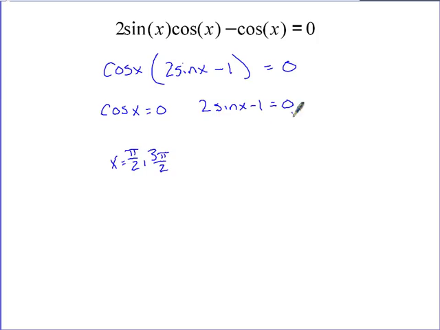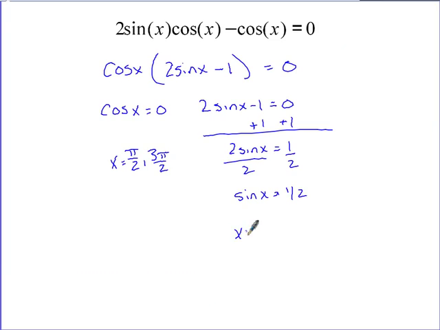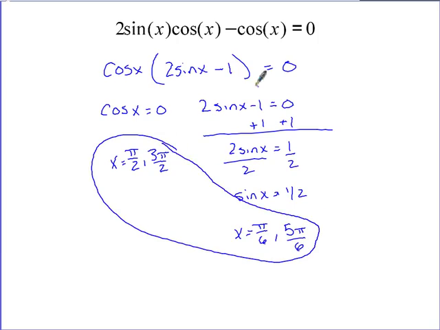And then I also need to solve this one. If I add 1 to both sides, now I have 2 sine x equals 1. Divide by 2 to get the sine part by itself. So sine of x equals 1/2. So now I'm going to look on the unit circle and say where's sine equal to 1/2. Well, at pi over 6, and at 5 pi over 6, sine is 1/2. Down here, sine's negative. So I have 4 solutions this time. I also have x equals pi over 6 or 5 pi over 6.